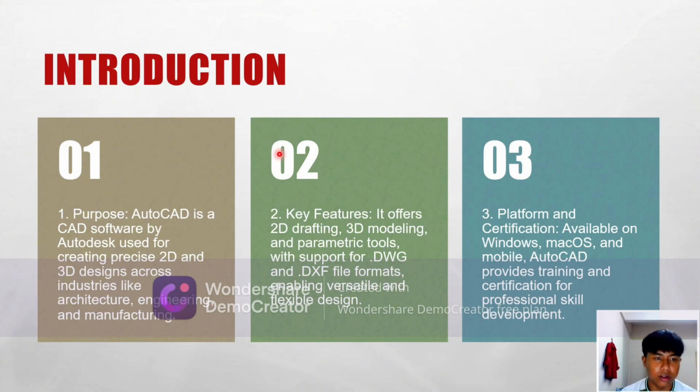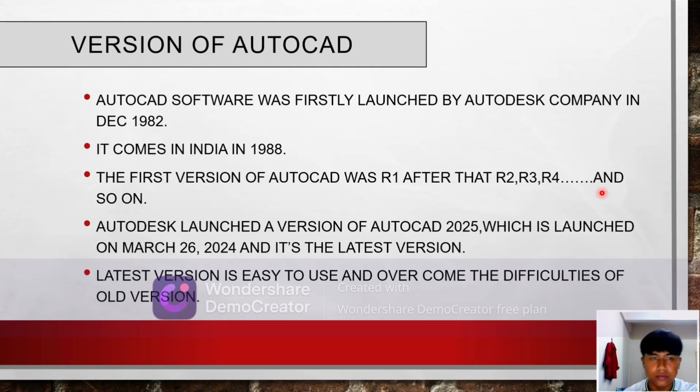Purpose: AutoCAD is a CAD software by Autodesk used for creating precise 2D and 3D designs across industries like architecture, engineering and manufacturing. Next is key features. It offers 2D drafting, 3D modeling and parametric tools with support for DWG and DXF file formats, enabling versatile and flexible design. Next is platform and certification. Available on Windows, macOS and mobile. AutoCAD provides training and certification for professional skill development.